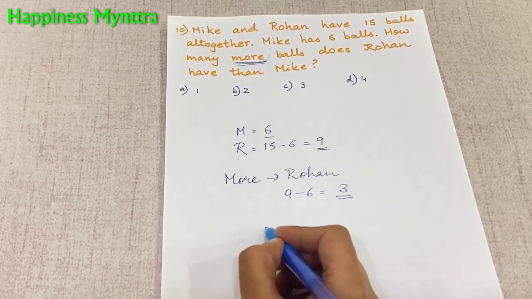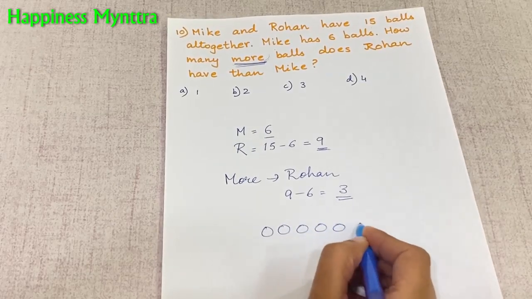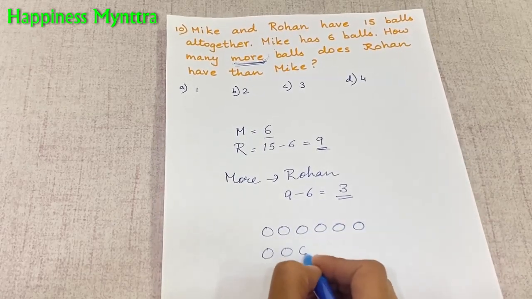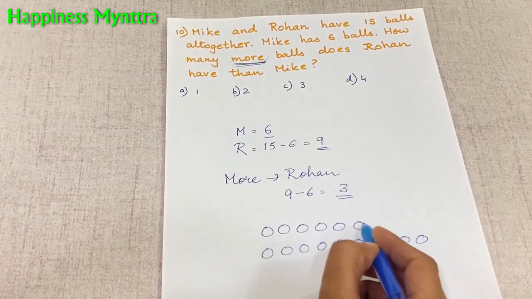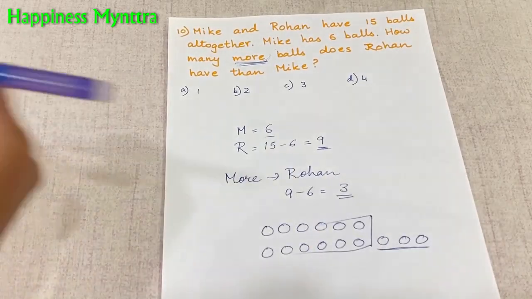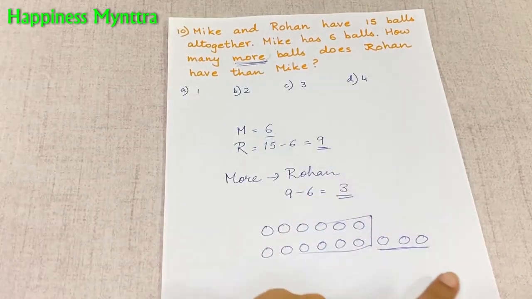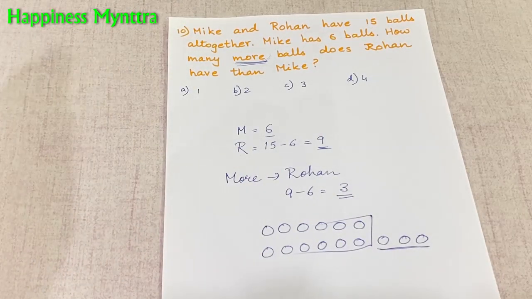Because we can just do it diagrammatically as well. There are 1, 2, 3, 4, 5, and 6 balls here. There are 1, 2, 3, 4, 5, 6, 7, 8, 9 balls here. So if this part is equal, what remains is 3. So 3 extra balls, 3 more balls. That is how this question has to be interpreted and solved.